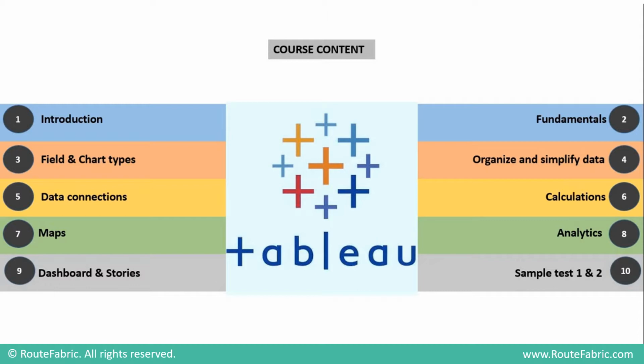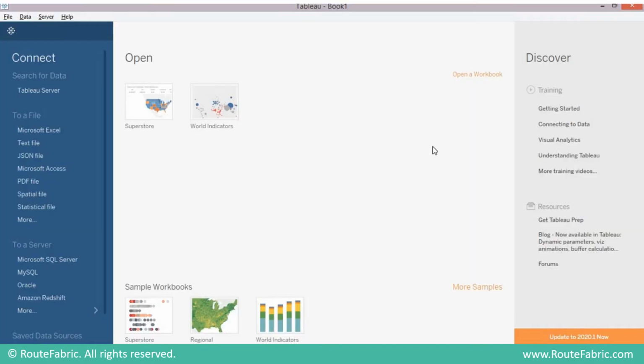In Tableau, we have three main pages: start page, data source page, and workspace area. So workspace area is also known as worksheet or tab. So let's start with the start page. So this is the page that welcomes you when you open Tableau.